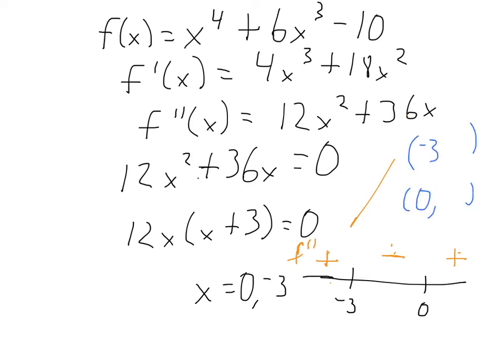Those are just the x values. In this problem, we also want the y values. To find the y values, we take those and we plug them in. When we plug in 0, we get -10. When we plug in -3, we get -91. And that's it.